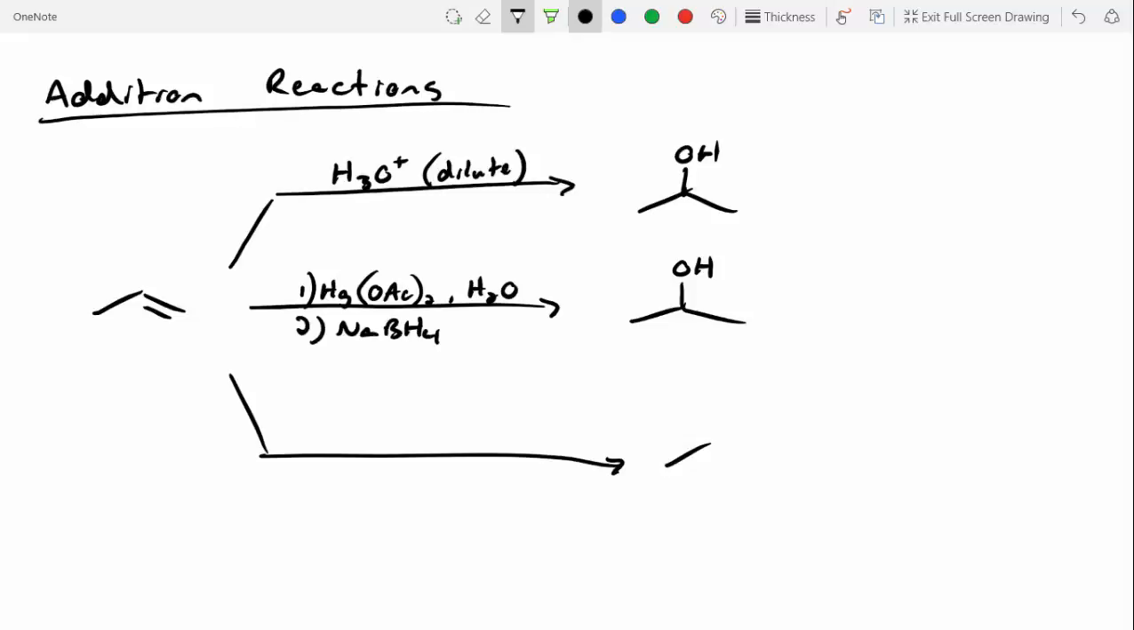All right, what about if we want the alcohol coming off the less substituted side? Yeah, hydroboration-oxidation. So we need BH3·THF, that's our boron complex, followed by hydrogen peroxide and sodium hydroxide. So we already know a handful of ways to create alcohols.